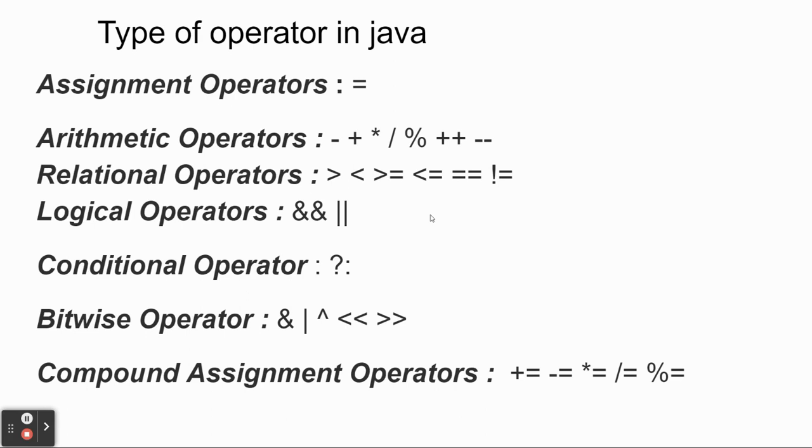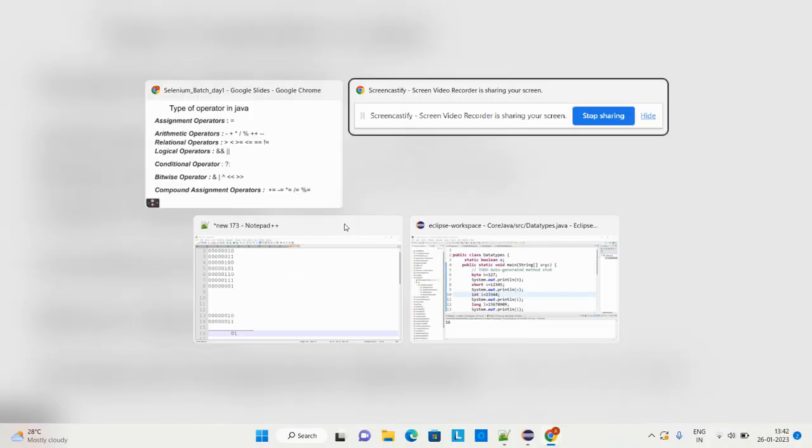So far we have covered the assignment operator, arithmetic operator, and relational operator. Now we are going to discuss the logical operator. In logical operators, basically two operators will be there: logical and, and logical or. For that I will quickly jump to Eclipse.